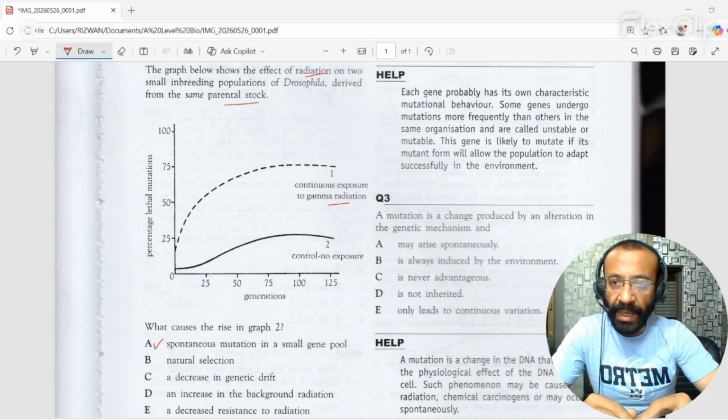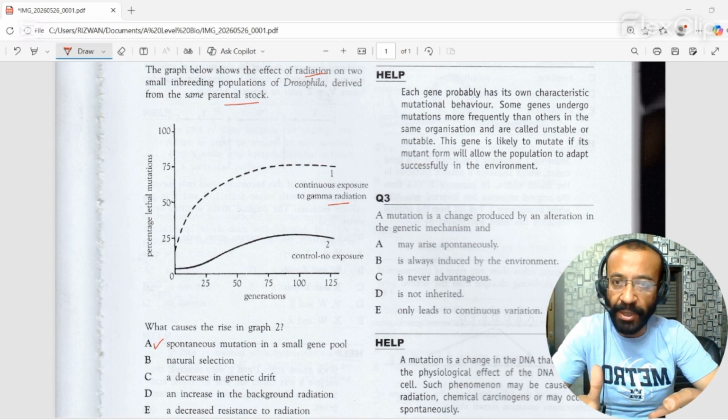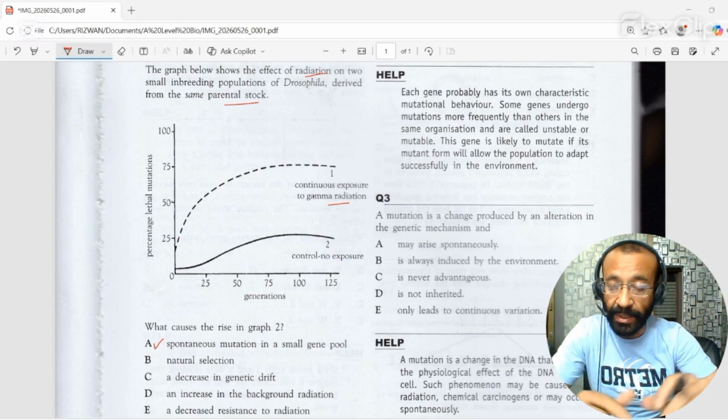B is incorrect because natural selection acts to remove lethal mutations from a population, because individuals carrying them die or fail to reproduce. Therefore, natural selection would cause a decrease or stabilization of the lethal mutations, not a rise.